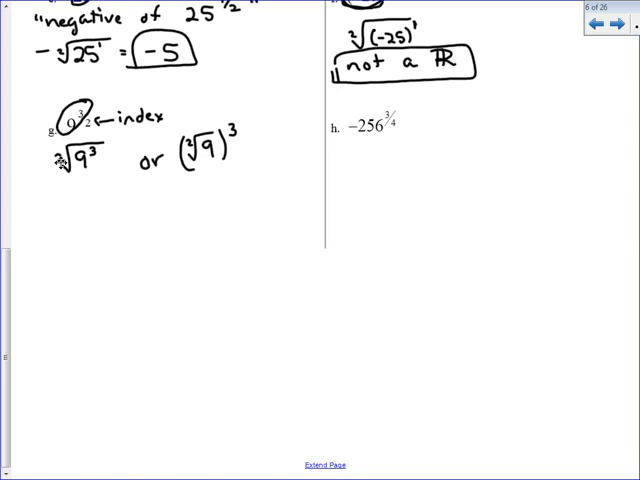So you have a choice whether or not you want to take the square root first, which is the way I recommend, especially if you don't have a calculator, or if you want to use a calculator and evaluate the exponent first. You're going to have to do both the exponent and the radical. Which order is totally up to you. Does not matter.